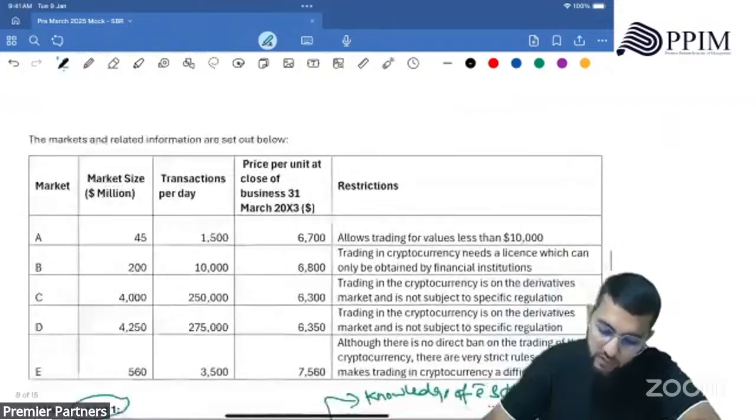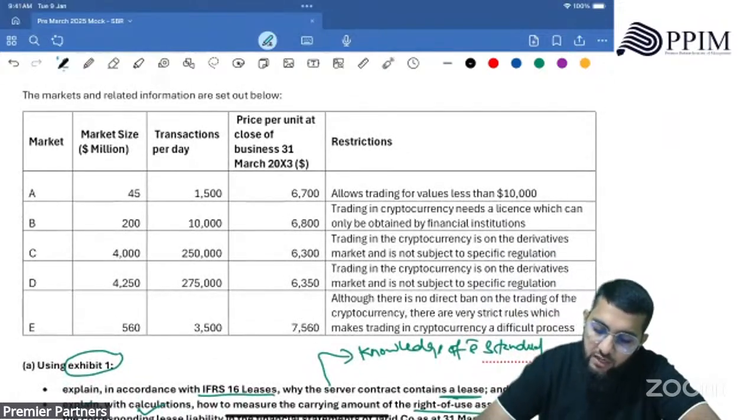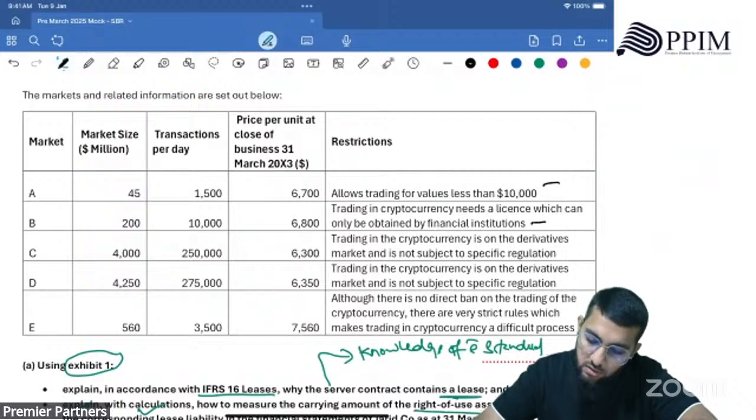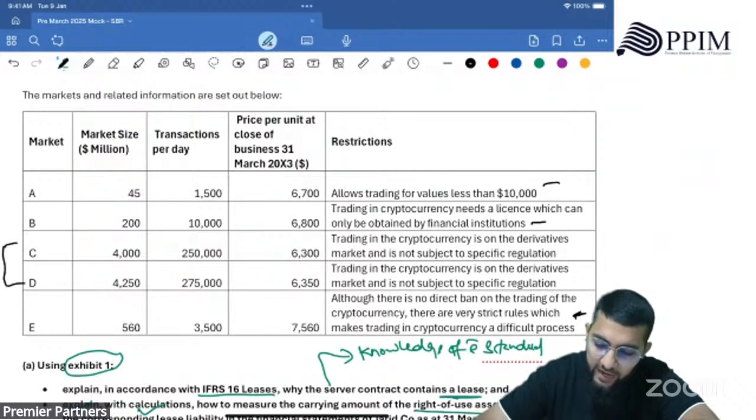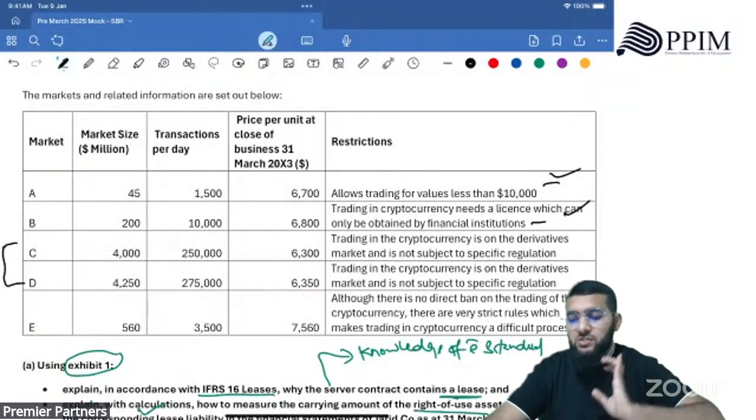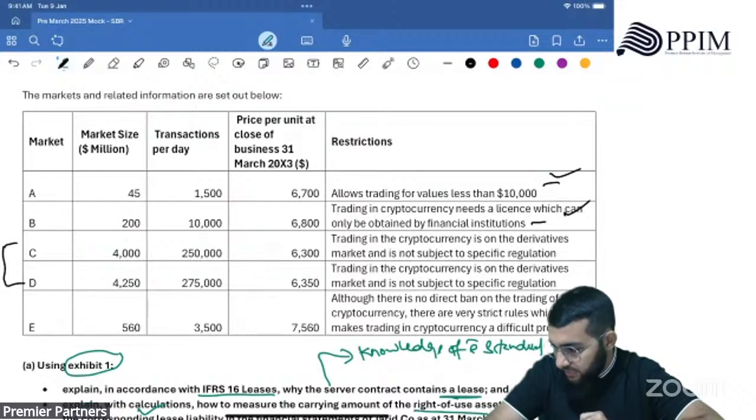So let's quickly look at what are the markets with restrictions. One allows trading for values less than 10,000. Trading crypto needs a license which can only be obtained by financial institutions. Another is trading in the cryptocurrencies on the derivatives market and is not subject to specific regulation. For C and D, these restrictions are not there. Although there is no direct ban on the trading of the cryptocurrency, there are very strict rules which make trading in cryptocurrency a difficult process, right? Which is why A, B and E can be eliminated, because there are restrictions there. You are restricted there, right?